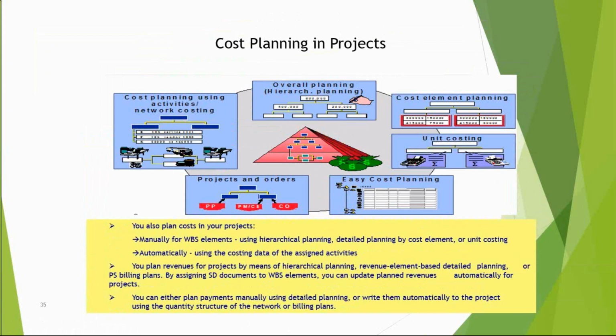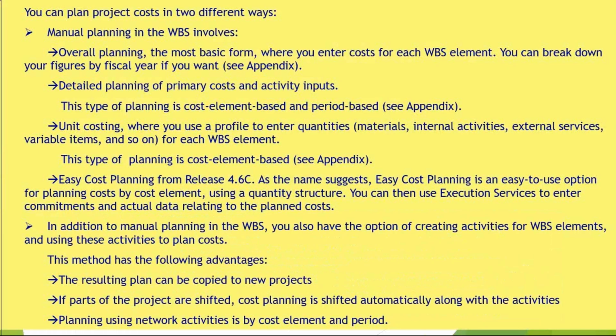Cost element planning is very tedious and cumbersome. So everybody will go with automatic cost planning, which is possible when we have the activities in place. That is why I was insisting we should have the activities in place, so that we will have a very beautiful PS structure. So you can plan the project cost in two different ways. One is manual planning, another one is automatic cost planning.